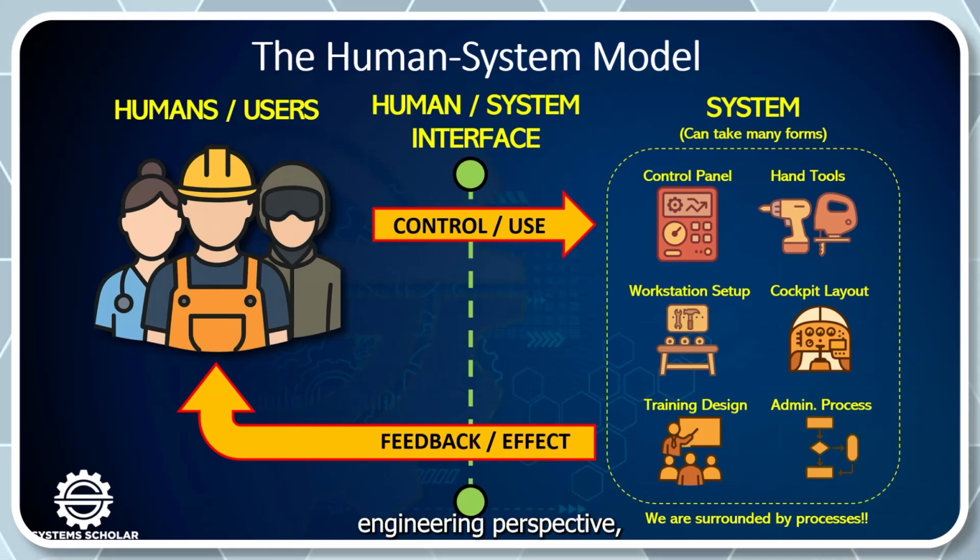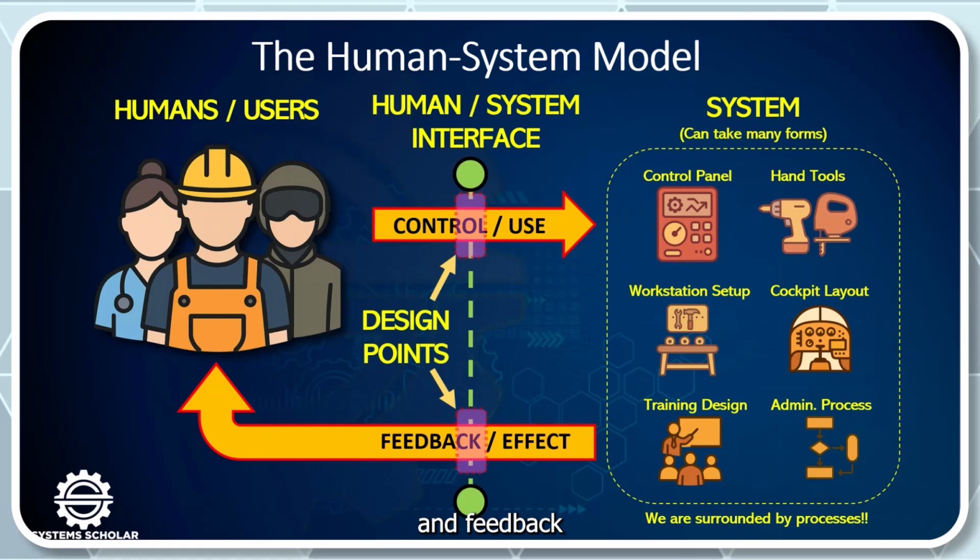From an engineering perspective, those two points, control and feedback, are our opportunities as engineers to influence design. We can shape how humans interact with the system and how the system itself influences or communicates back, both physically and cognitively. That's where human factors comes in, to ensure those points are designed in ways that are usable, safe, and aligned with human capabilities.